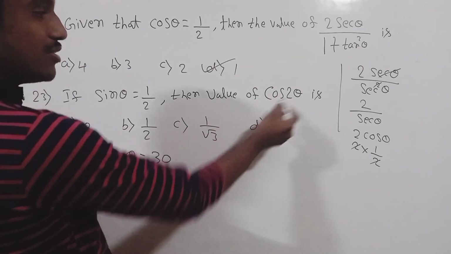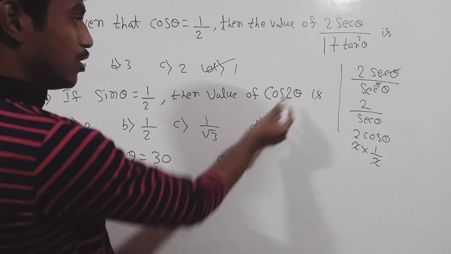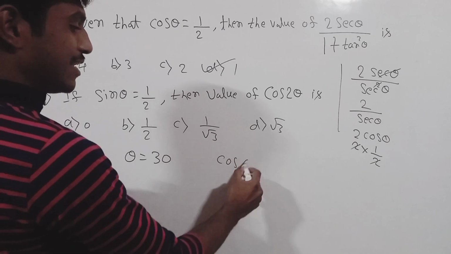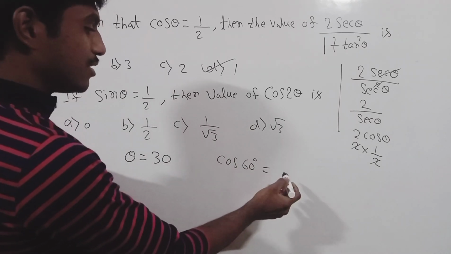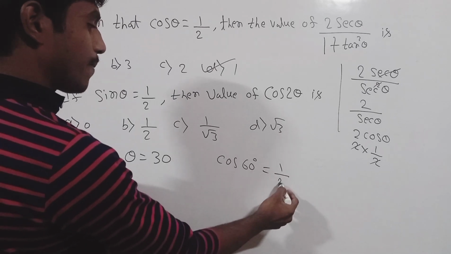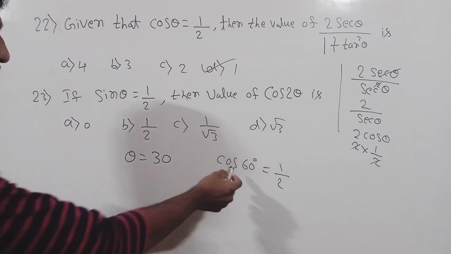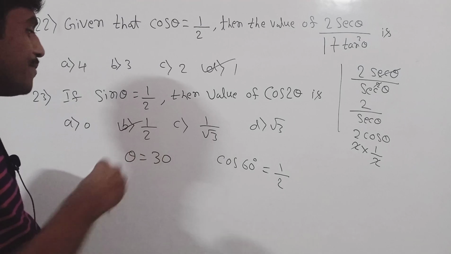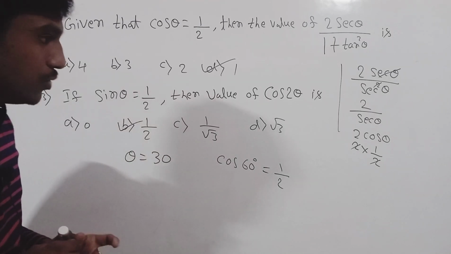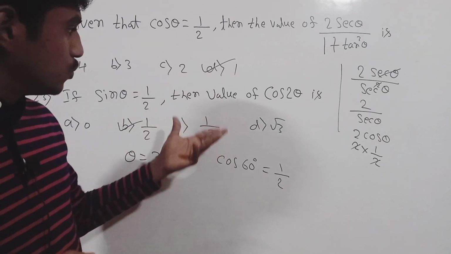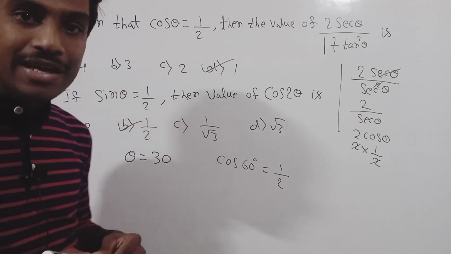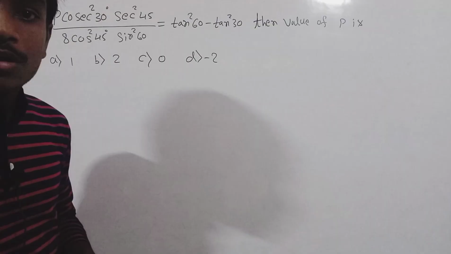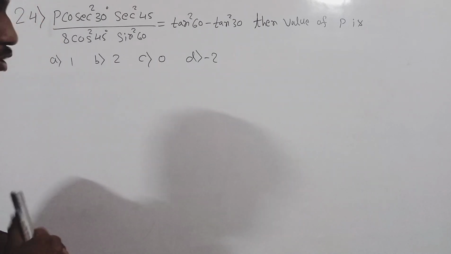So here they have asked cos 2 theta, that means cos 2 into theta, 2 into 30 is 60. We need to find actually cos 60. What is that? Cos 60 is 1 by 2 only. So the answer is option B, which is 1 by 2. So when they give like this, you just need to analyze what they have given, and based on this information, try to get the answer. Okay, now we'll solve the next question.